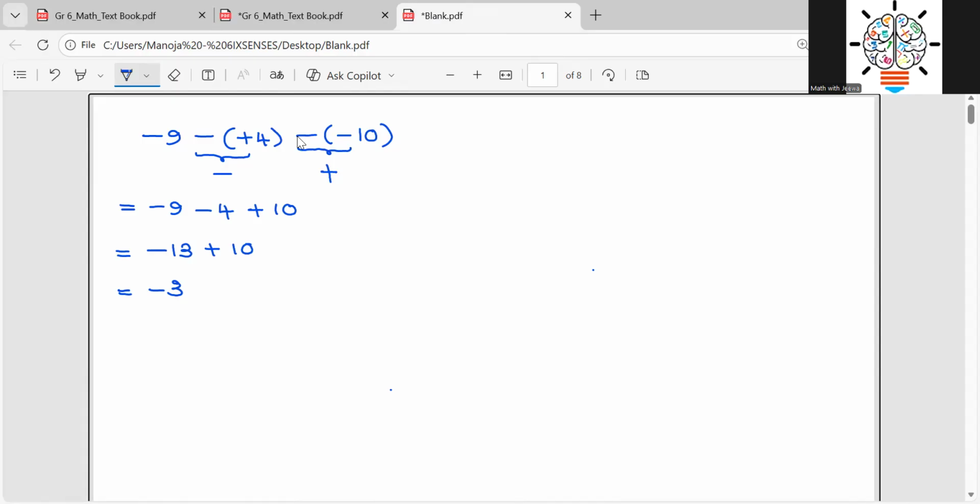But if you come across multiplication, maybe a hidden one or a visible one, you multiply or divide. The same signs, positive, positive, negative, negative, always give a positive answer. If you multiply or divide different signs, positive, negative, or negative, positive, you get a negative answer, right? So we'll do another example.